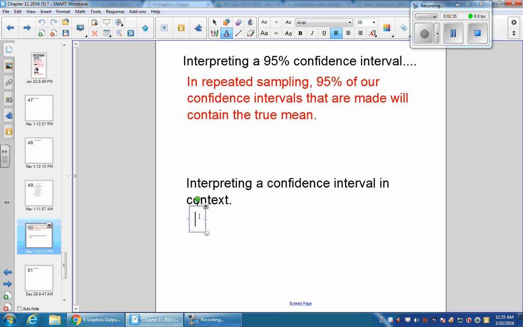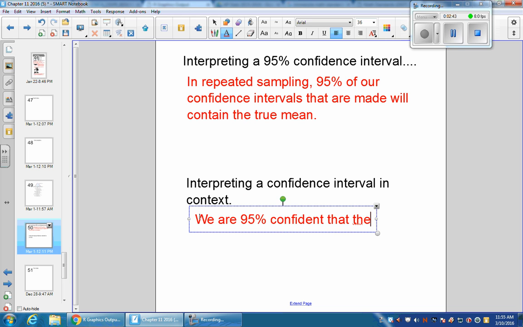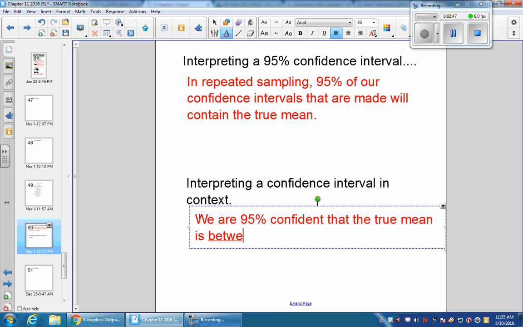So the interpretation in our write-up is we are 95% confident that the true mean is between blah blah blah and blah blah blah. And this is the format we should use when we're interpreting in our write-up.